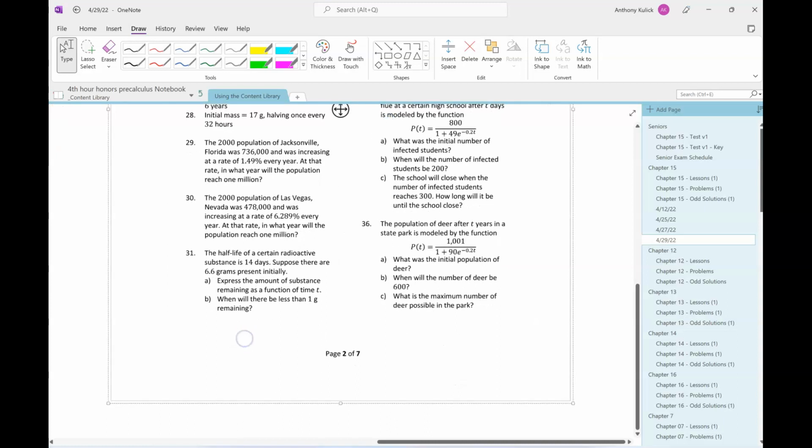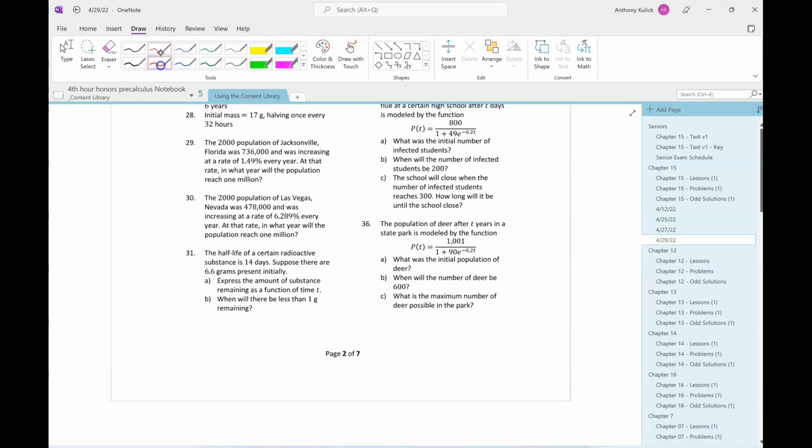All right. It says the half-life of a certain radioactive substance is 14 days. Suppose there are 6.6 grams present initially. Part A, express the amount of substance remaining as a function of time t.